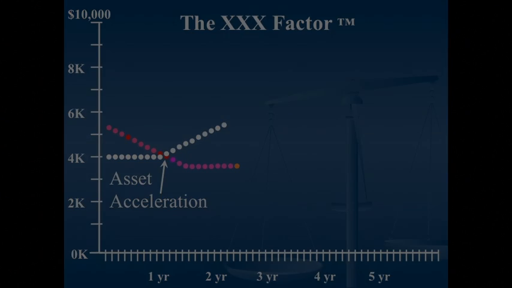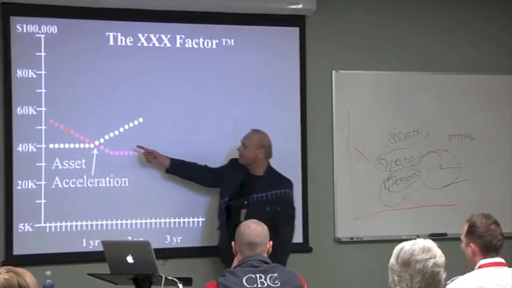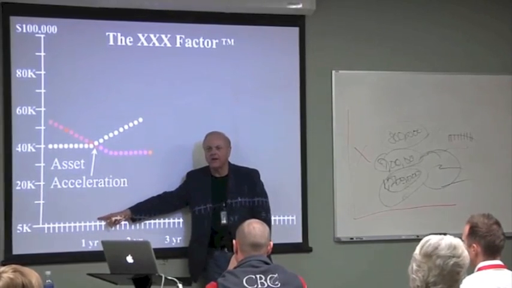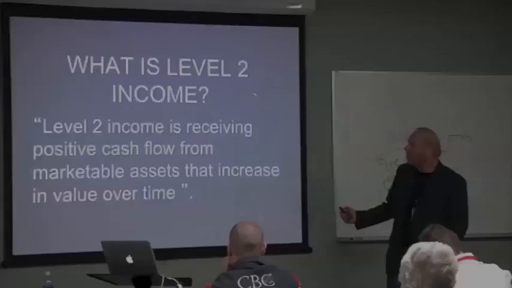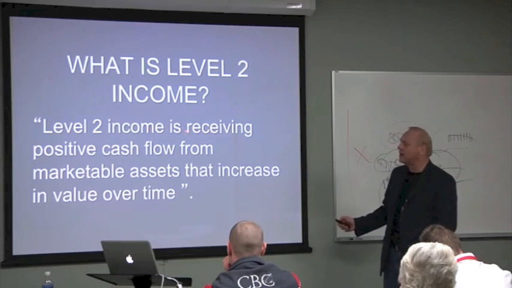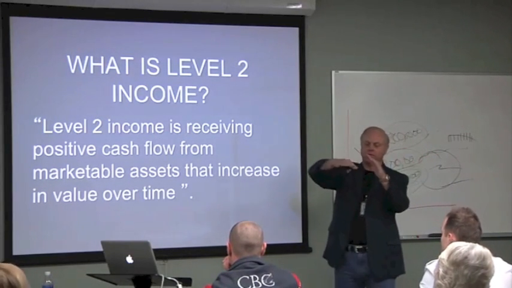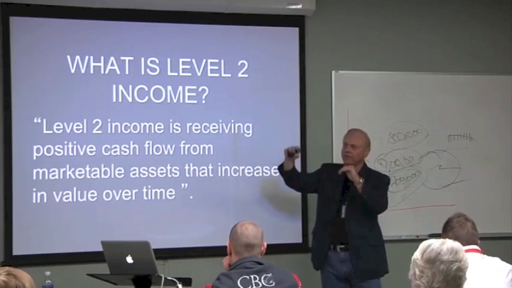So when we look at the XXX Factor, you take the excess between the white line and the pink line and you put it down here, and you have to learn how to invest it. What is level two income? Remember, we've already seen the XXX chart and we've already seen the stair step of level one, level two, level three.